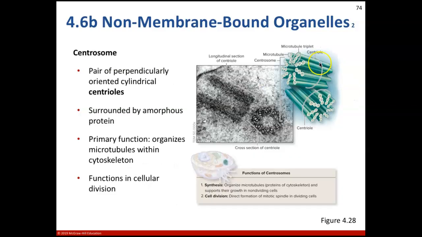Now let's talk about centrosomes. Our centrosome is these two components together. If we are talking about just one of them, then we would call it a centriole, and it's surrounded by an amorphous protein. Its primary function is to organize microtubules within the cytoskeleton, and we also see it doing this when we go through the process of mitosis. That's coming up in a section to see a visual of that.